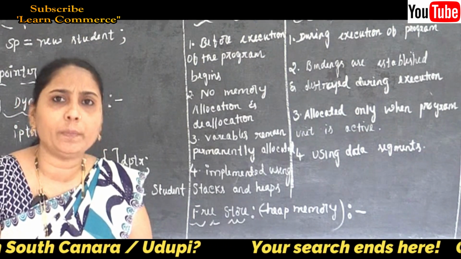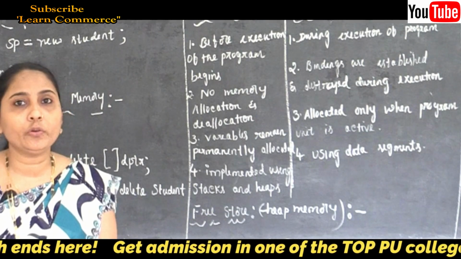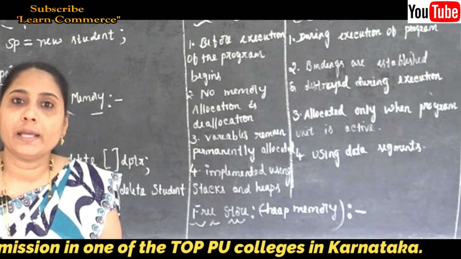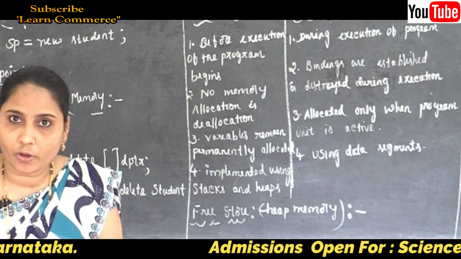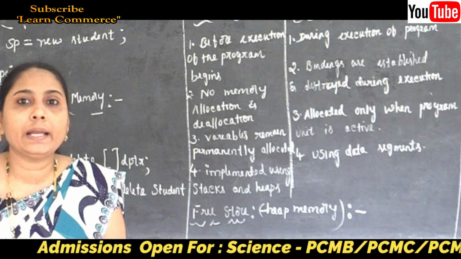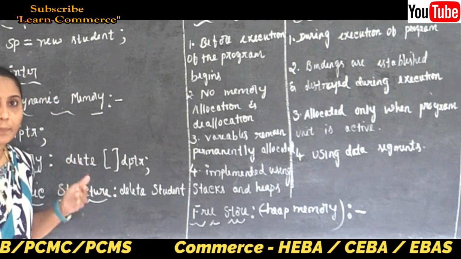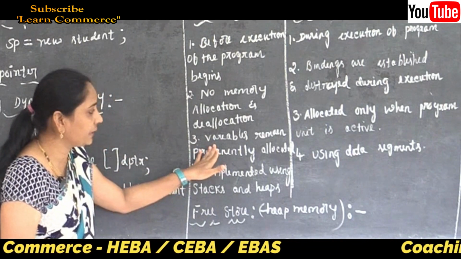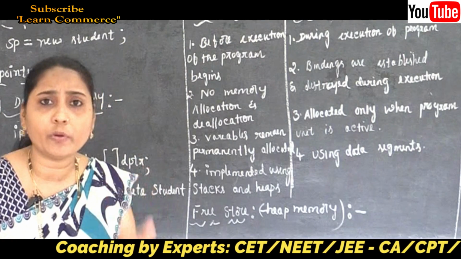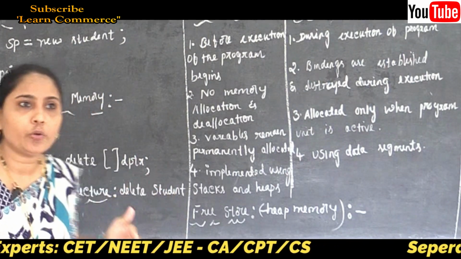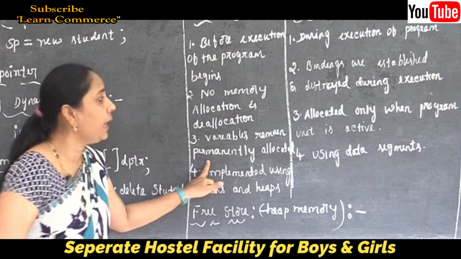Why? Because we know the meaning of static allocation of memory. Here the amount of memory to be allocated is pre-known. Correct? Why? Because such memory is allocated during declaration time itself, or during compilation time itself. So here we can say that whatever the variables, it is going to allocate the memory permanently. So for that reason we say the variables remain permanently allocated.